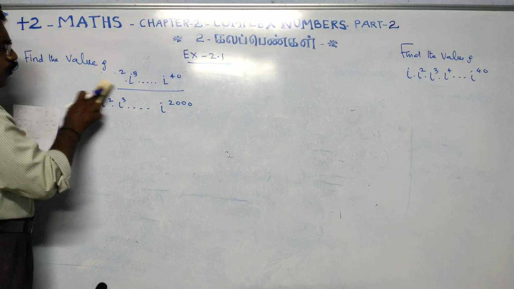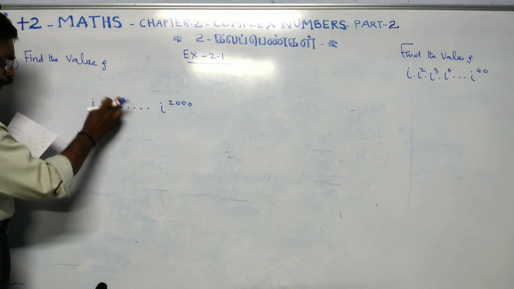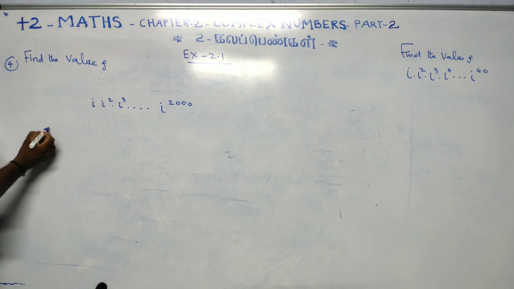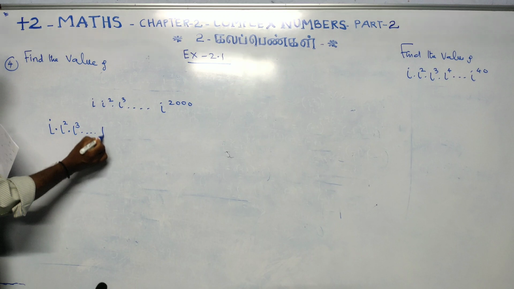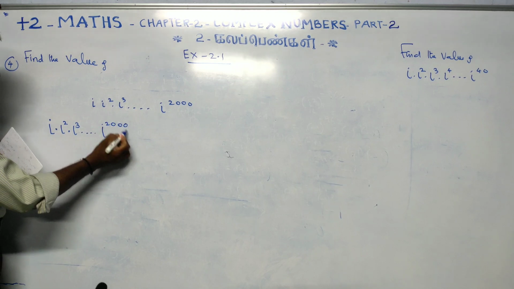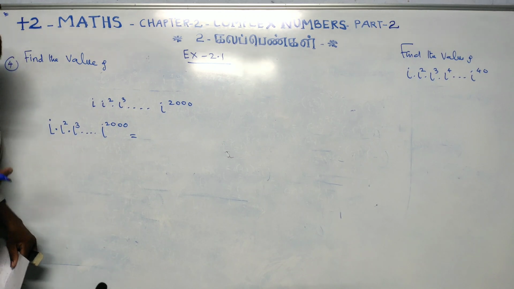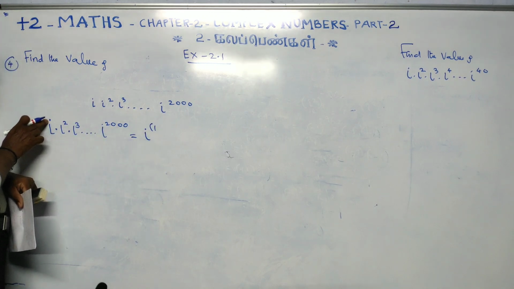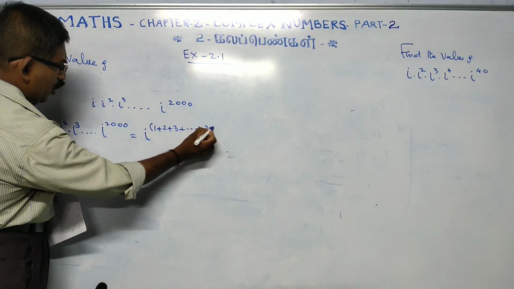Find the value of I into I square into I cube into dot dot dot I power 2000. How can we find? What can we do when the terms are in multiplication? When the terms are in multiplication, there is multiplication, so when multiplying we must add the powers. Okay, adding the powers: I power 1, 2, 3, dot dot dot 2000.